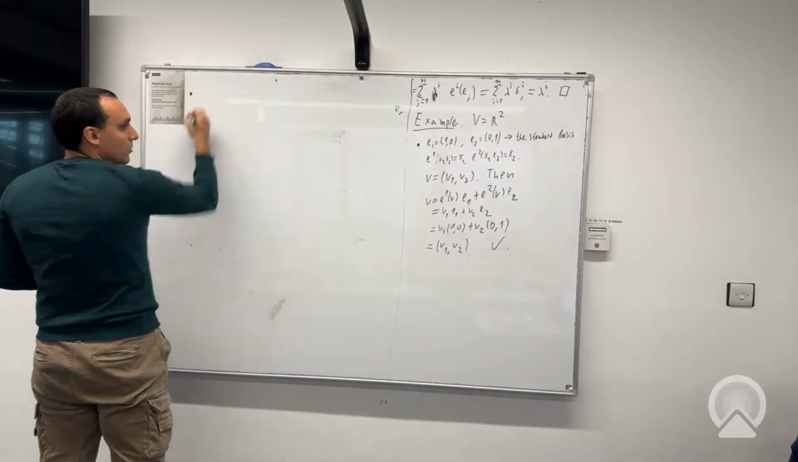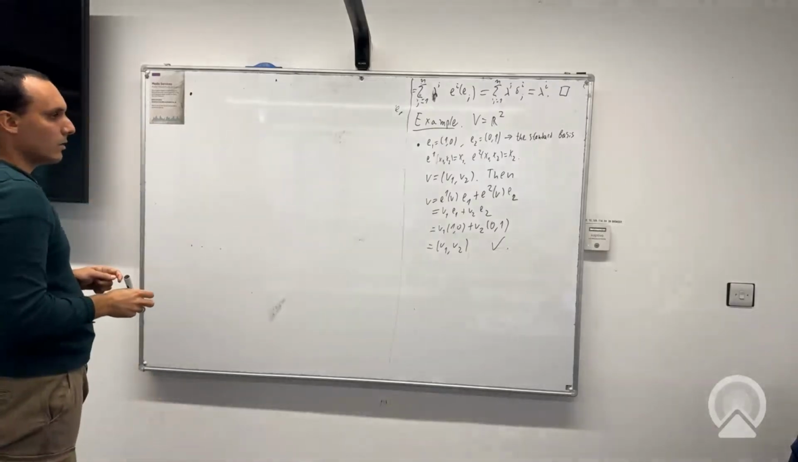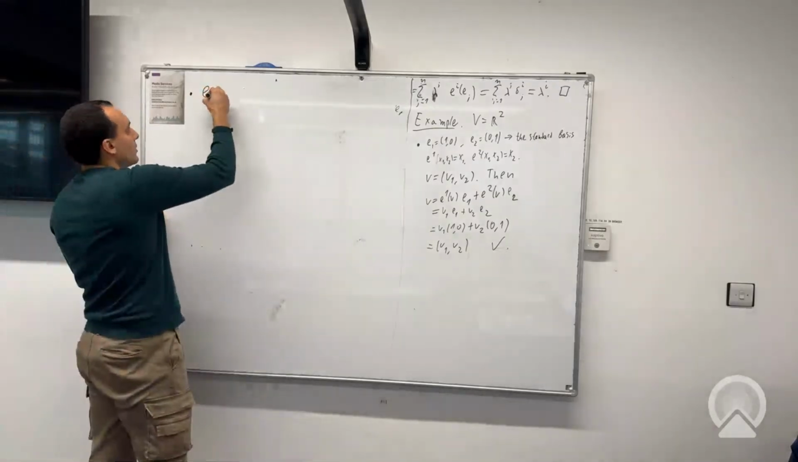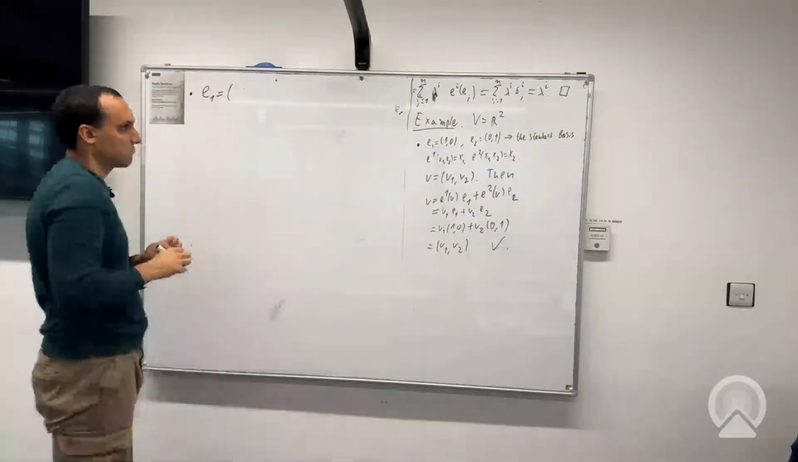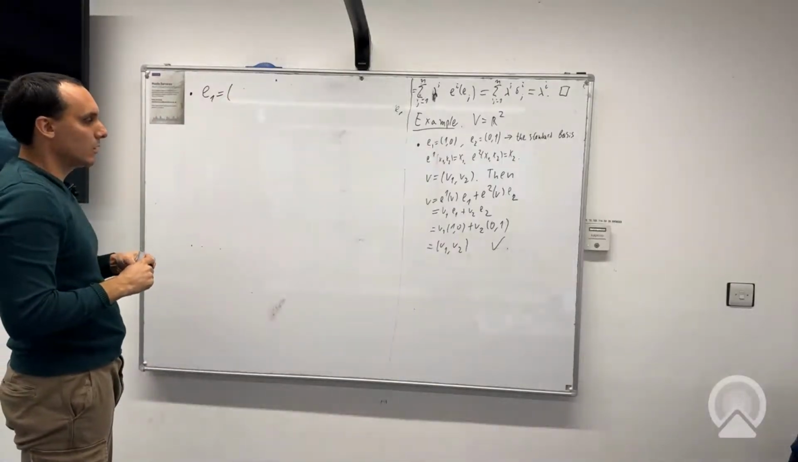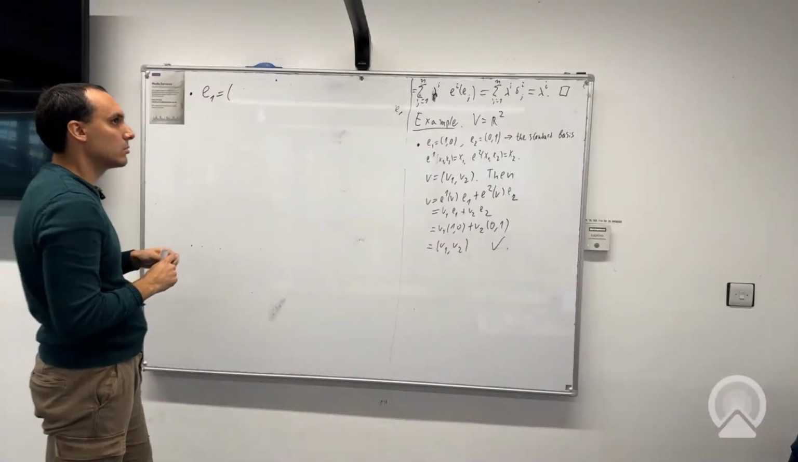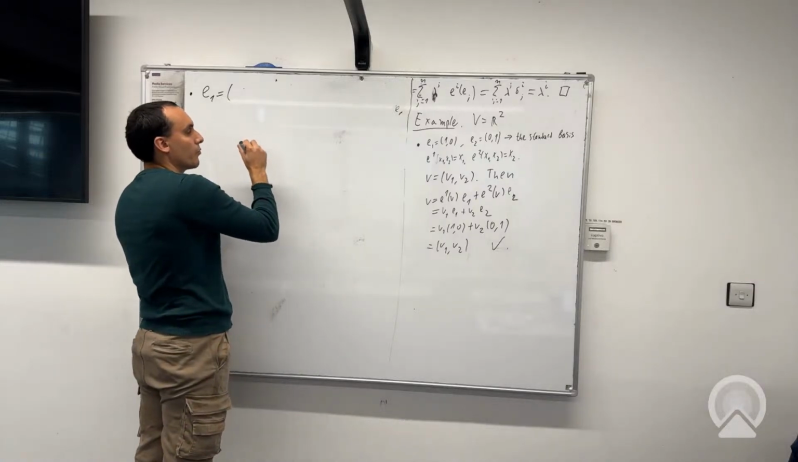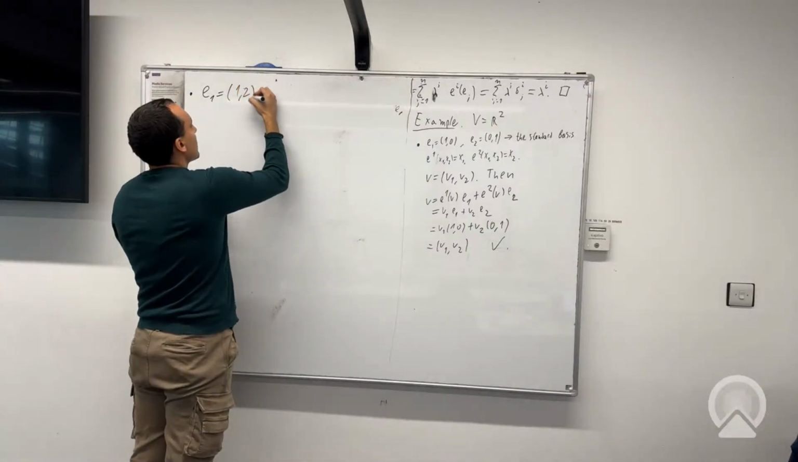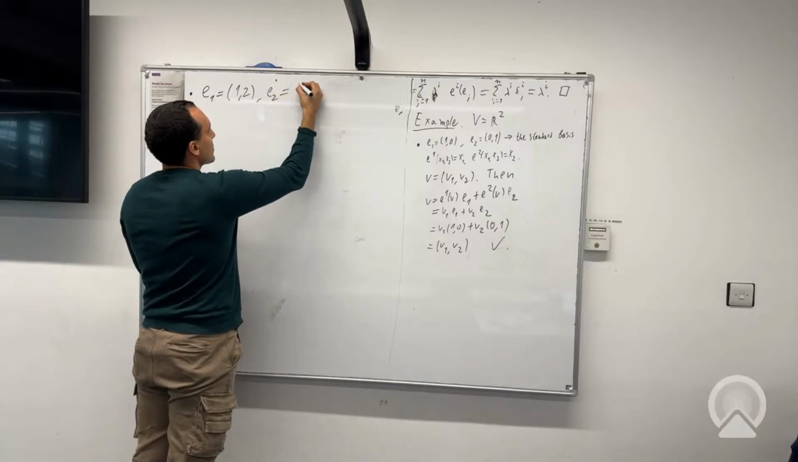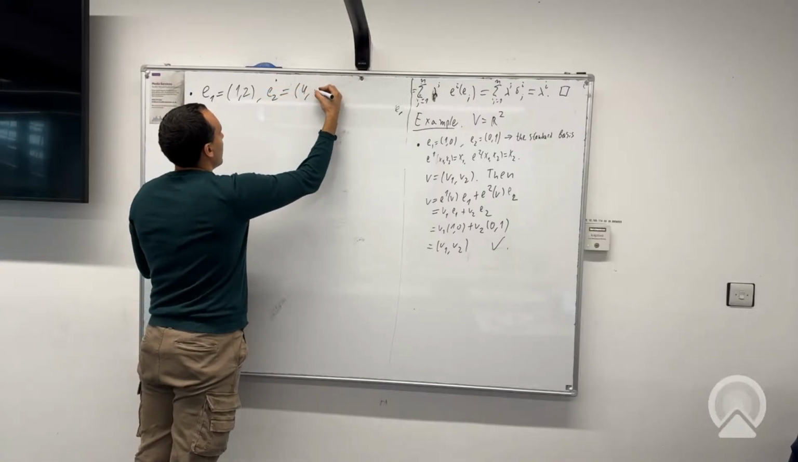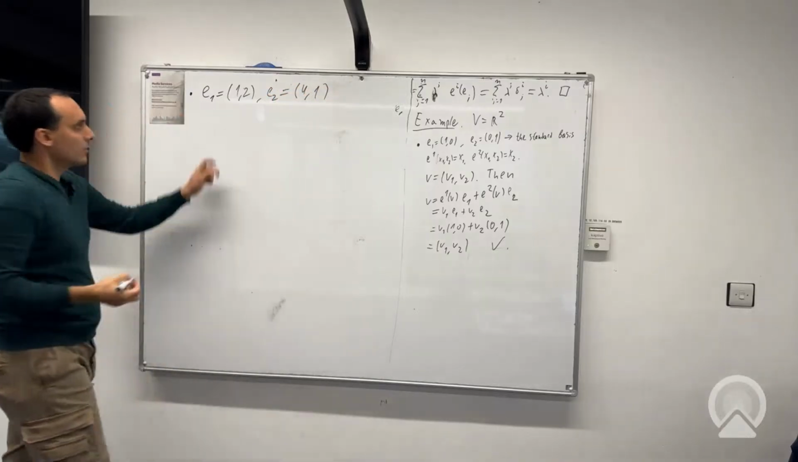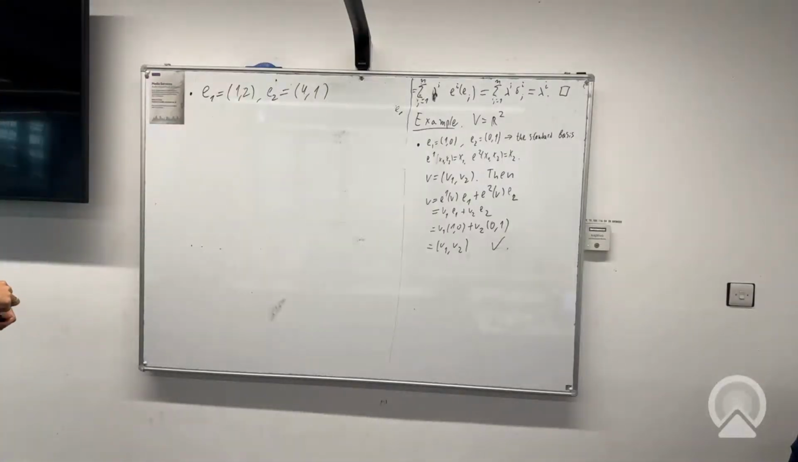Let's say now we take some other basis. So e1 is, I don't know, (1, 2), and e2 is (4, 1). These are linearly independent, so this is a basis. Okay.